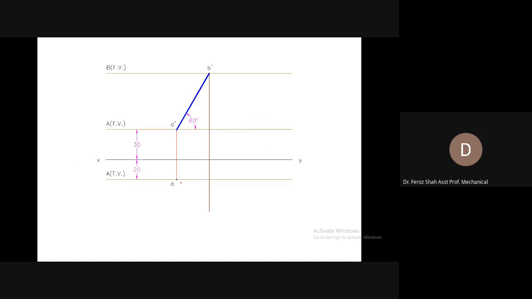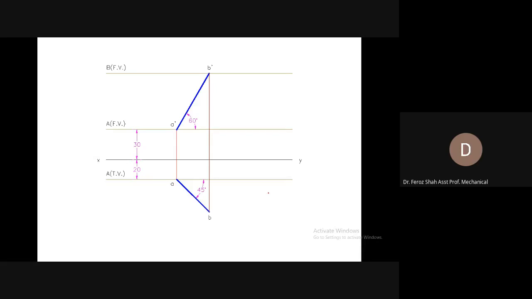making an angle of 45 degrees, draw a line. So that line would intersect the perpendicular projector of end B at this position. Now join it with end A. So this is the length of the top view. This was given, the angle was given, but the length was not given. We have gotten the length through this step.